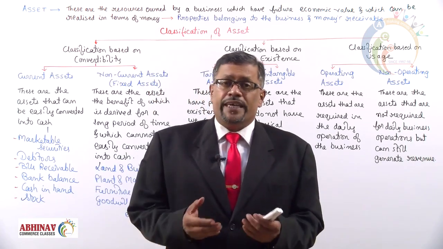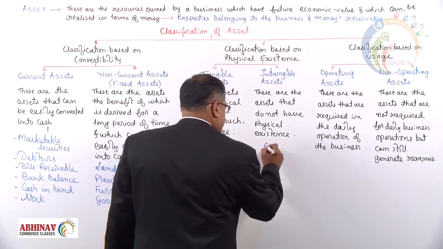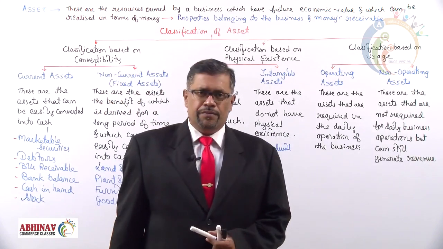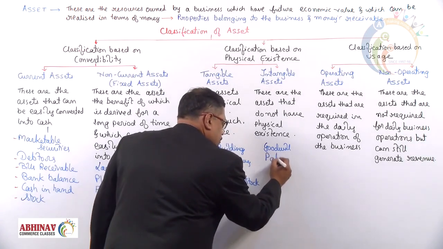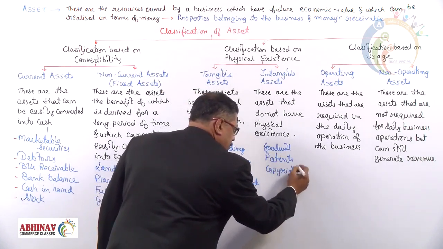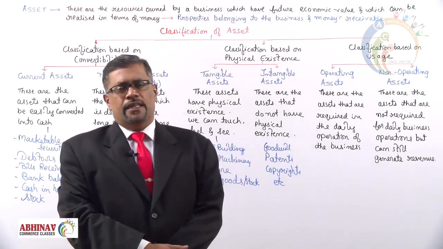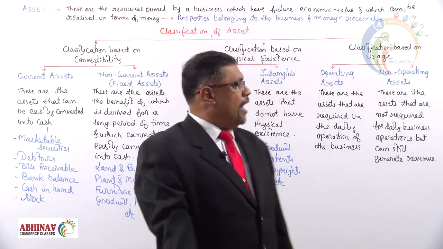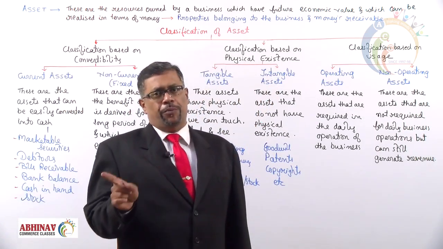Intangible, which we cannot see, nor can we touch. It has no physical existence. The assets like goodwill. Can we see the goodwill? Can we touch the goodwill? No, that is intangible. Goodwill, patents, copyrights, etc. These are all the intangible assets. So based on the physical existence, it is classified as tangible and intangible. Last, classification based on usage. Operating asset and non-operating asset.